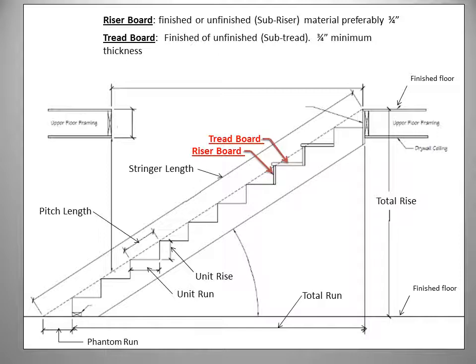When the stringers have been installed, we can install the risers and the treads. The riser board is the vertical piece of wood, and the tread is the tread that you walk on. We may also install sub-risers and sub-treads before we install the finished risers or finished tread boards. This is often done to provide temporary walking surfaces and additional strength to the stair.